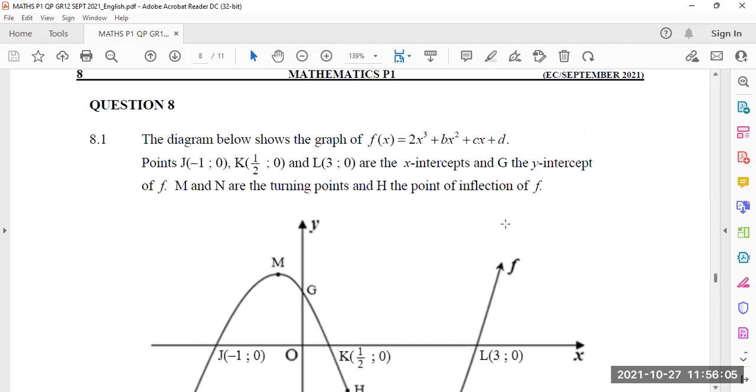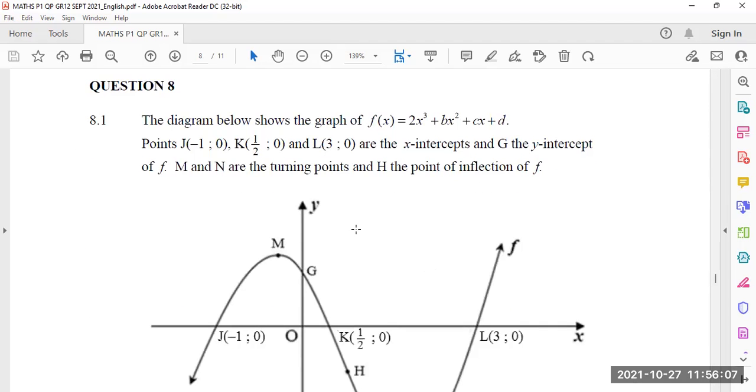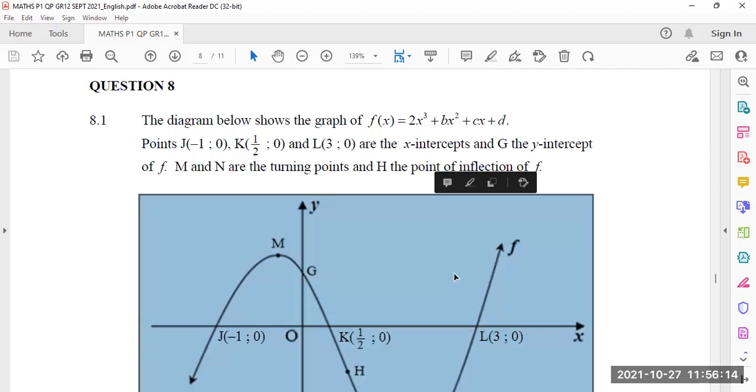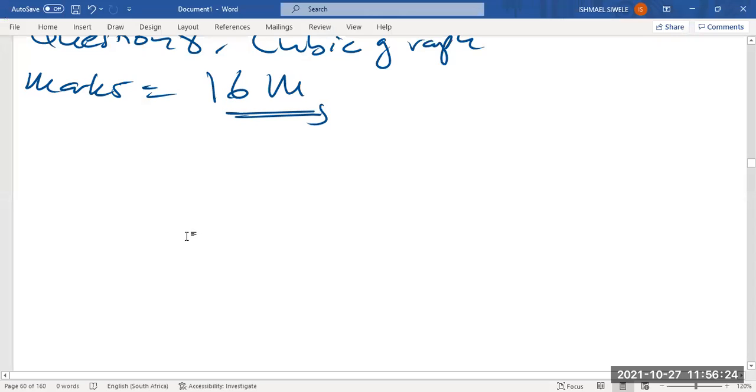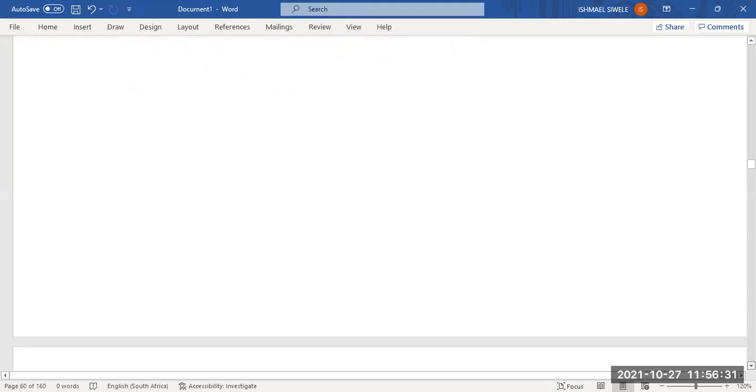Okay, so what are they saying here? The diagram below shows the graph of f of x. So let me just retrieve the graph straight away. Let me see if I can try to put it here. It's not going to work. I have to put it on the next page.